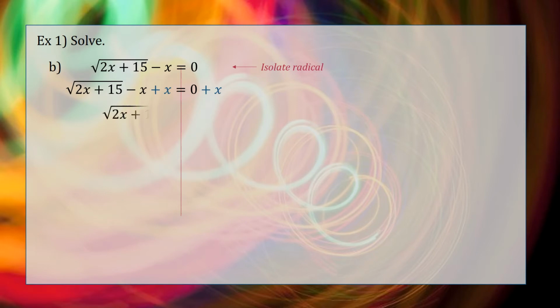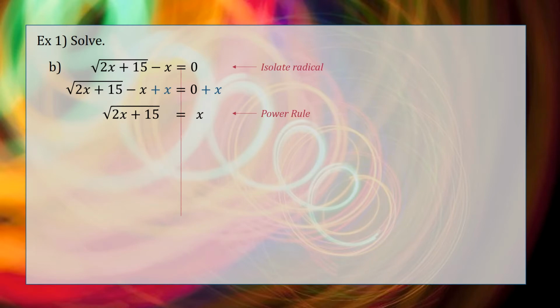For b, we have the square root of 2x plus 15 minus x equals 0. Again, draw a line at the equal sign. From here, we want to isolate the radical, and notice on the side with the radical there is something that is not under the radical. So how do we get rid of subtracting x? Well, we need to add x to both sides. And when we do, we are left with the square root of 2x plus 15 equals x. Now that we have isolated the radical, we're ready to use the power rule.